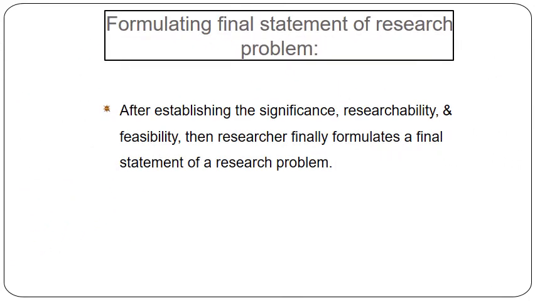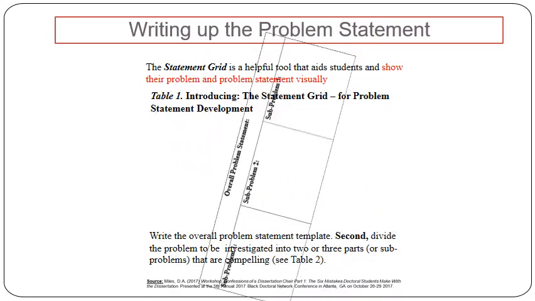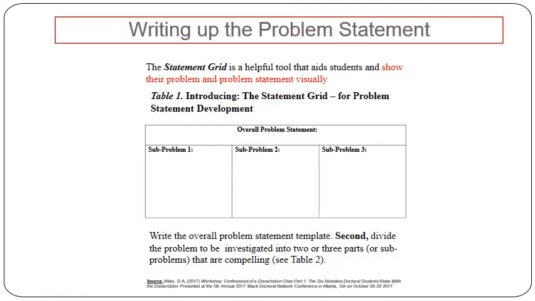And of course, being the final step of the research problem formulation, after you have established the significance, the researchability and feasibility, you're ready now to formulate the final statement of a research problem. Here is a tip on how to write a problem statement. This is a technique that I got from a journal by Miles 2017. The reference is at the bottom of the slide.